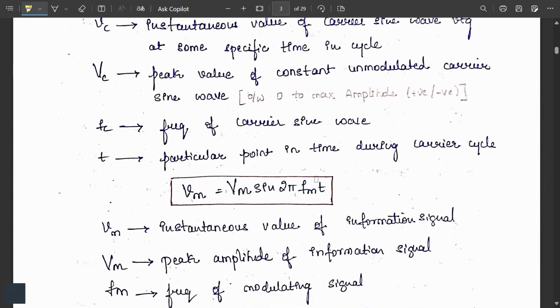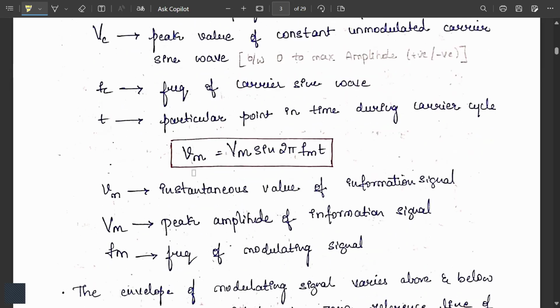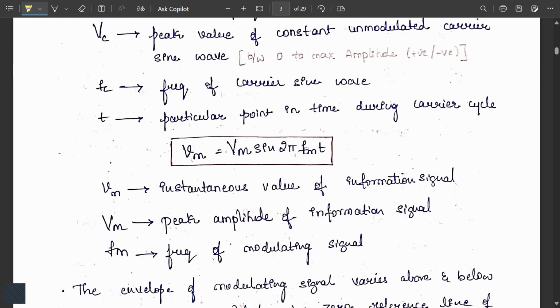Next, for the modulating signal, we can write small vm equals capital Vm sine 2 pi fm t. Same here, small vm is the instantaneous value, capital Vm is the peak amplitude, and fm is the frequency of the modulating signal.